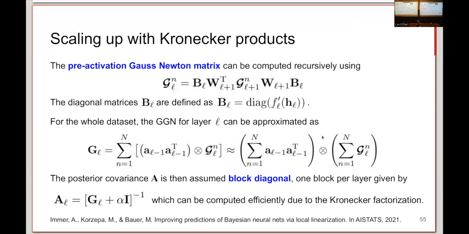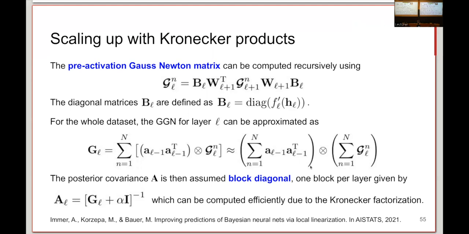I think the key thing on the details is this: you are now looking at the correlations between weights in the same layer, and you ignore other correlations. Each entry in the Hessian for a particular layer is approximated by this Kronecker product thing.